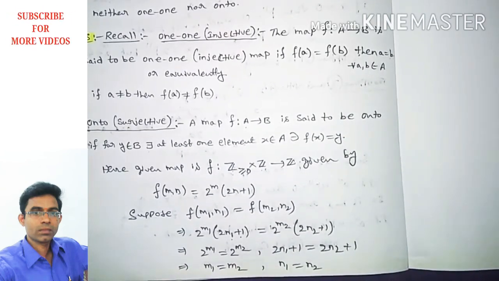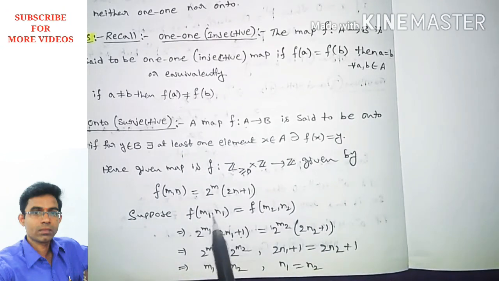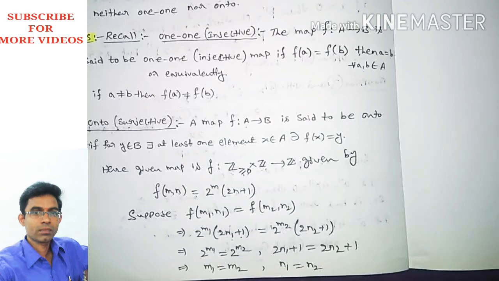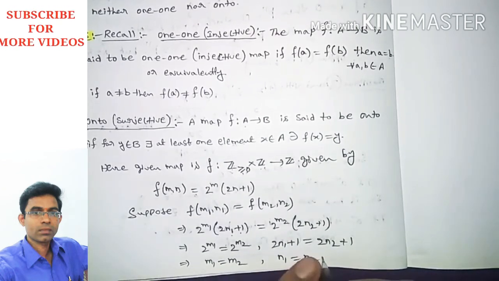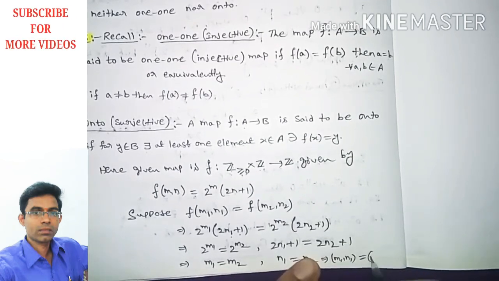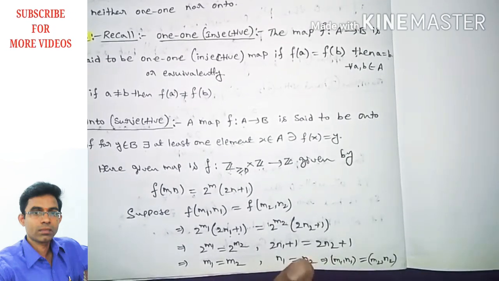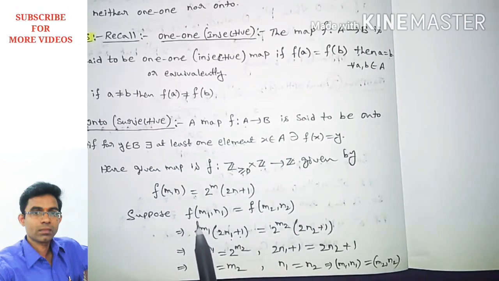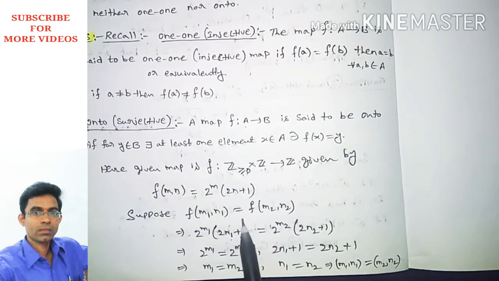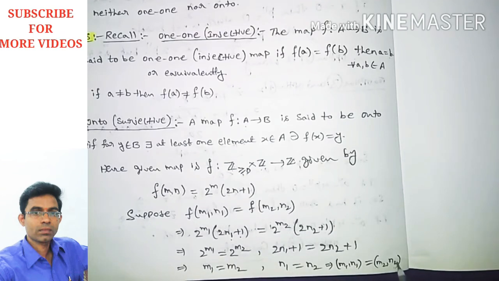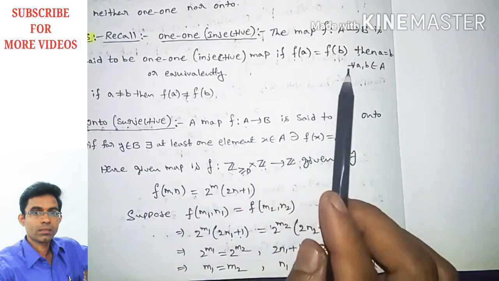Okay, so here we have the coordinate-wise elements, that means m1 is equal to m2 and n1 is equal to n2. So from this we can write (m1, n1) is equal to (m2, n2). That means whenever the images of two pairs of elements are equal, that means f(m1, n1) is equal to f(m2, n2), that implies we have (m1, n1) is equal to (m2, n2). That means there is a one-one mapping definition.